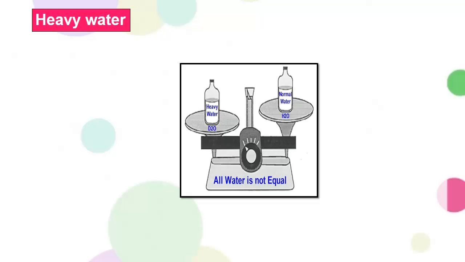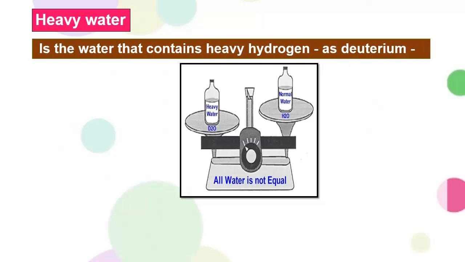So these neutrons actually bind with protons with the nuclear forces and they stabilize the nucleus. Now, as I said, what is heavy water? Do we think that heavy water and normal water are the same? No, children. All water is not equal. So, what is heavy water then? It is the water that contains heavy hydrogen as deuterium.